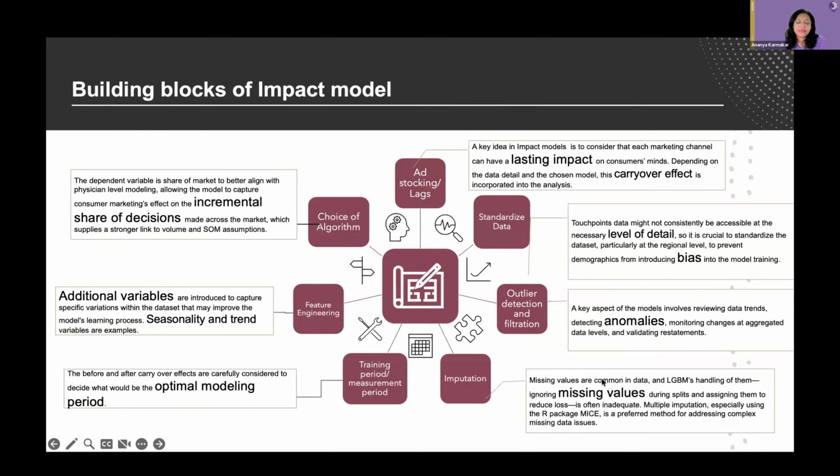So in building a robust impact model framework, we focus on several critical components that ensure accuracy and relevance. Let me walk you through the key building blocks amongst the many others that we have; these are primarily the key factors that we check and consider while building our framework. First, at the top, is ad stocking or carryover effect. Marketing channels often have delayed effects.